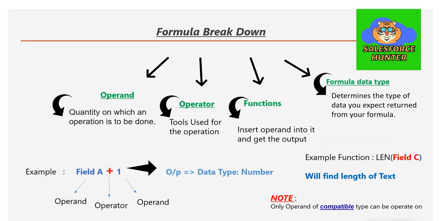Let's break down formulas into different parts. The parts are operand, operator, functions, and formula data type. First, let's look into operand. What is an operand? An operand is a quantity on which an operation is to be done. In this case, it could be a field or a constant or any other value, a text value or a numerical value. That could be your operand.